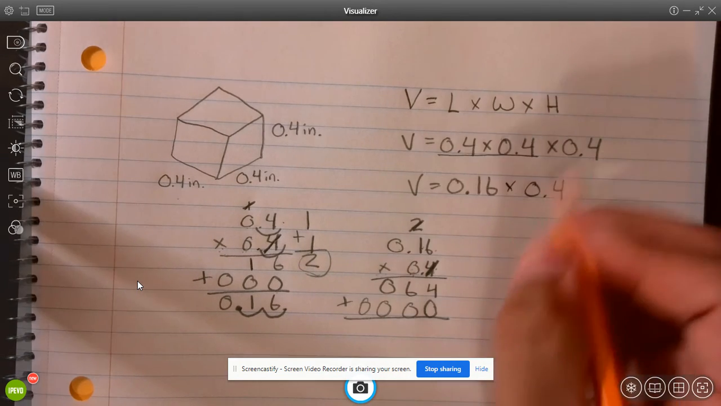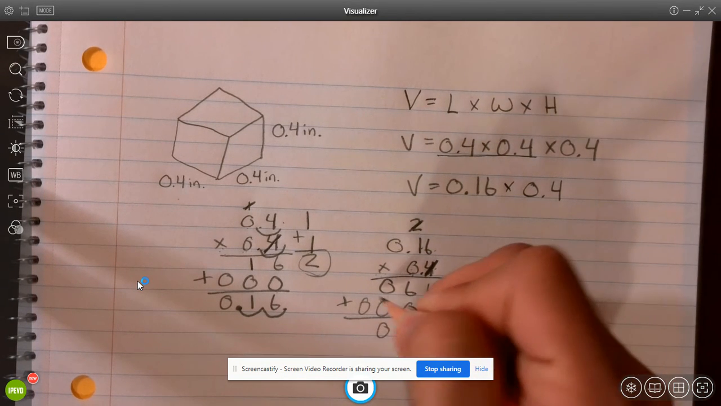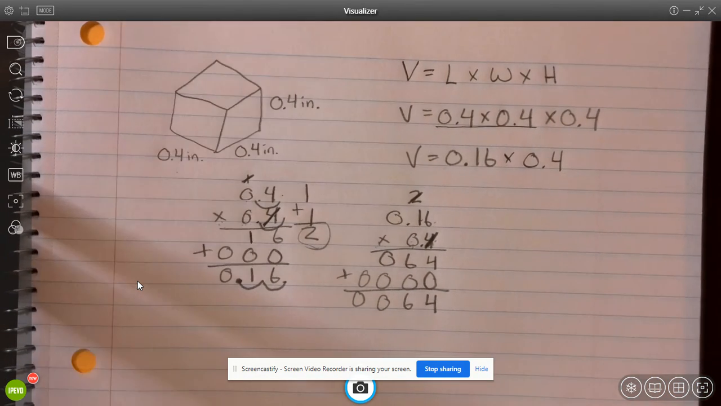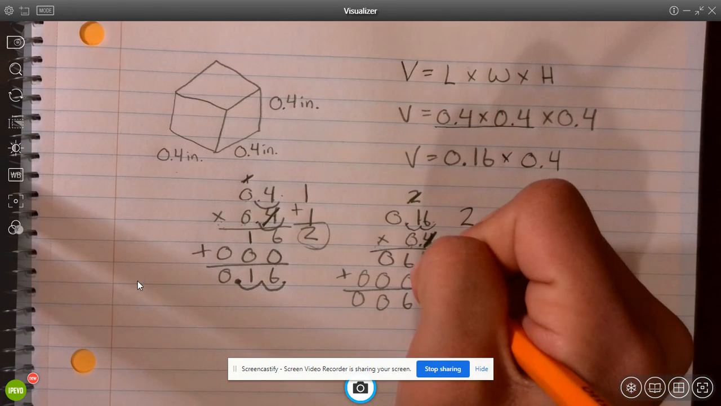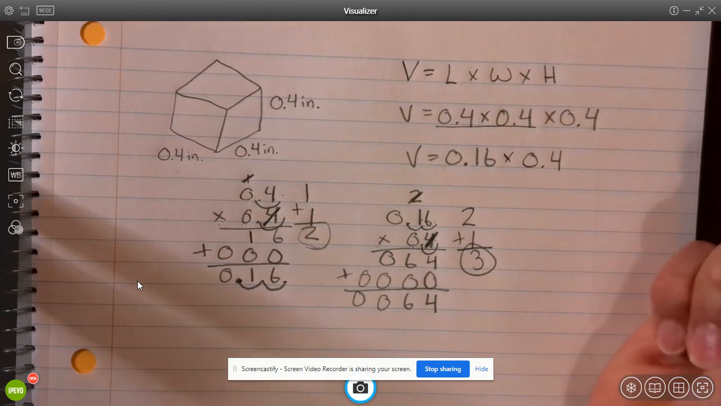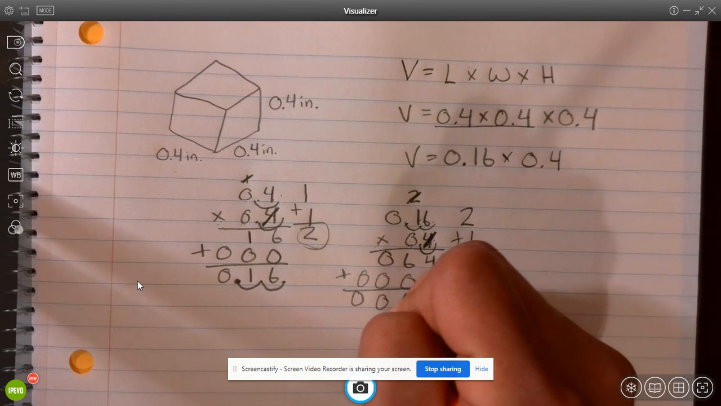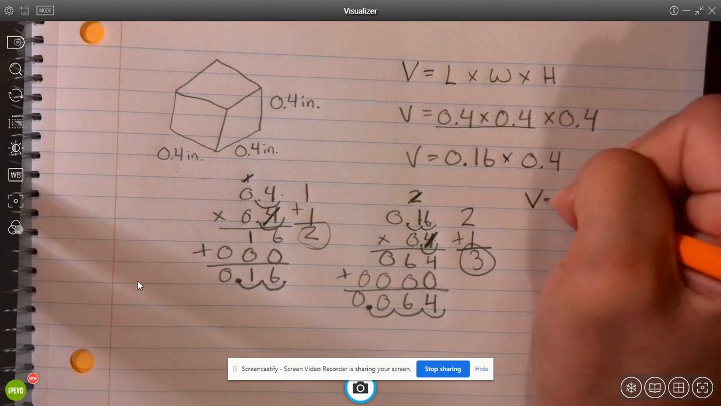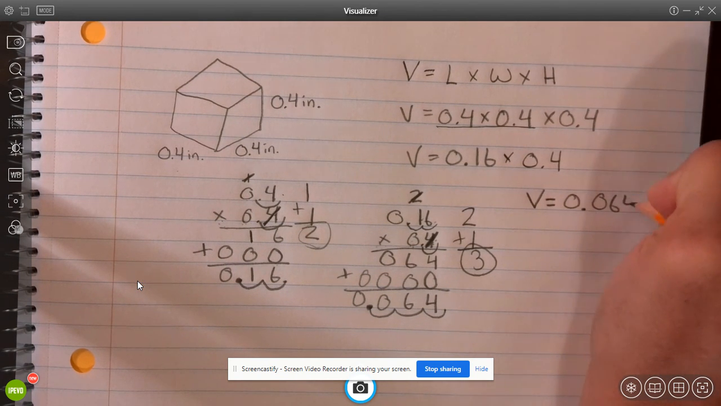Okay, we can add them up. 4 plus 0 is 4. 6 plus 0 is 6. And then 0, 0. How many times do I need to move the decimal? Okay, this one is 1, 2 times. This one is 1 time. So 2 plus 1 is 3 times total. Start your decimal at the end. Move it over 1, 2, 3 times. So the final product volume is 0 and 64 thousandths.